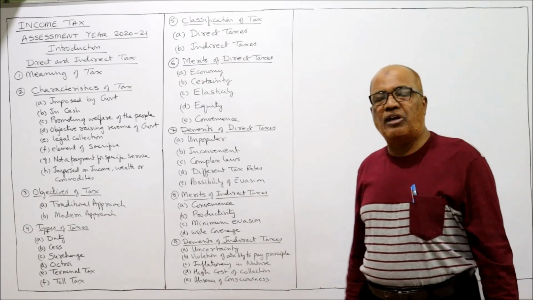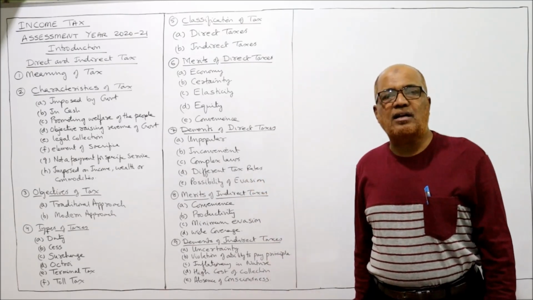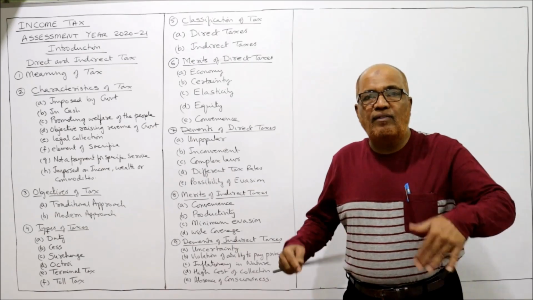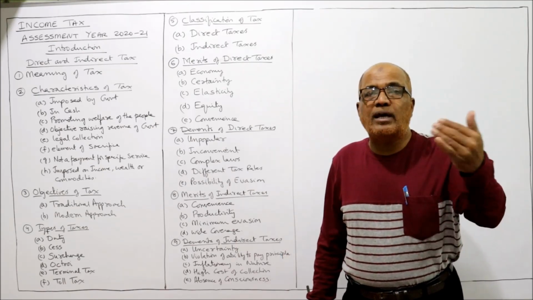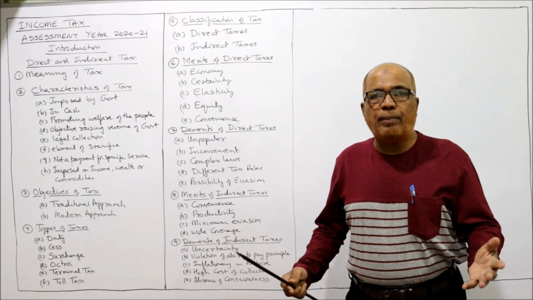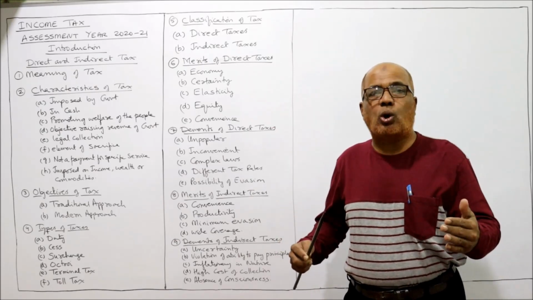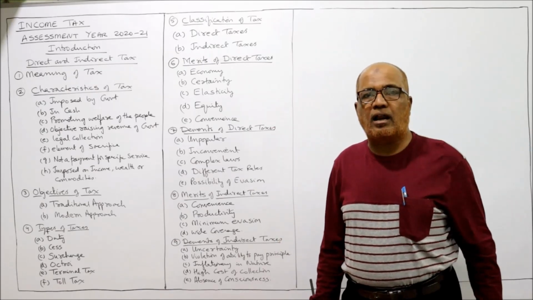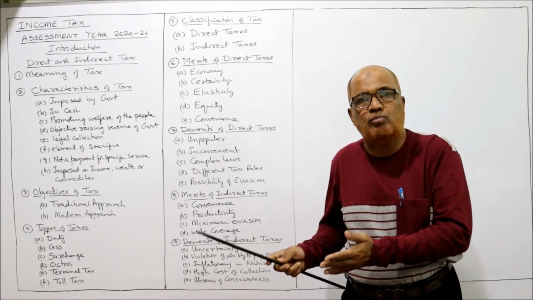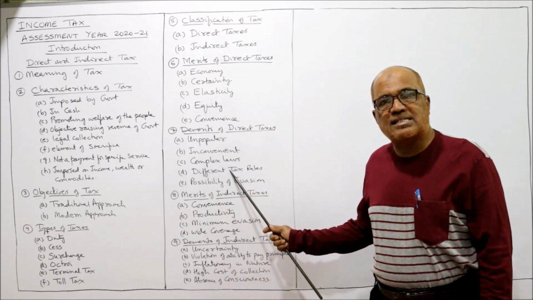Next one, possibility of evasion. In the case of direct taxes, there is more possibility of evasion of tax. Evasion of tax means not showing the income in order to reduce the tax liability. The people will not honestly show how much income they are earning. So unaccounted money, black money, the possibility of black money is more. In this way, there is tax evasion.